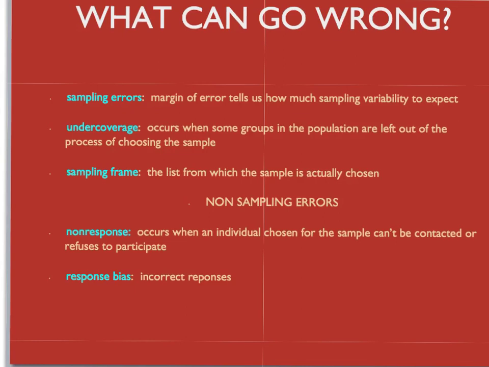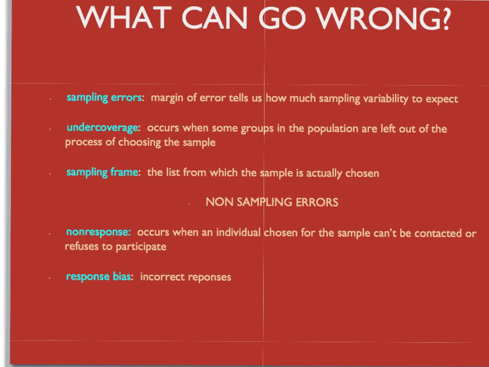What can go wrong? Sampling errors. Margin of error tells us how much sampling variability to expect. Undercoverage occurs when some groups in a population are left out of the process of choosing the sample. For example, a sample survey of households will miss not only homeless people but prison inmates and students in dormitories. An opinion poll conducted by calling landline telephone numbers will miss households that have only cell phones, as well as households without a phone. The results of national sample surveys therefore have some bias due to undercoverage.